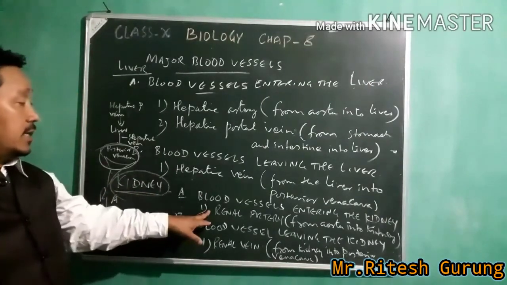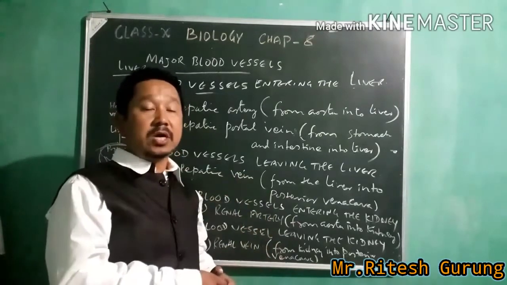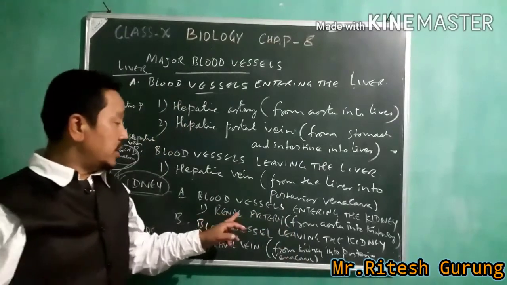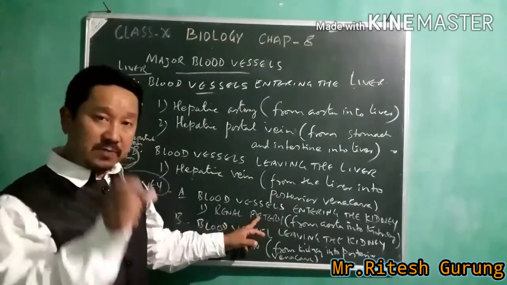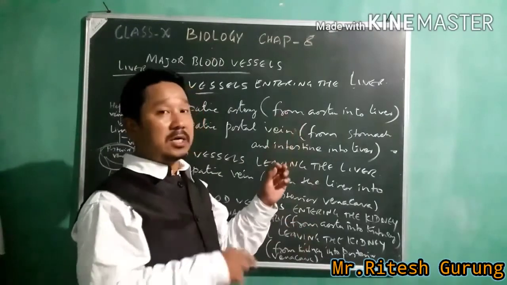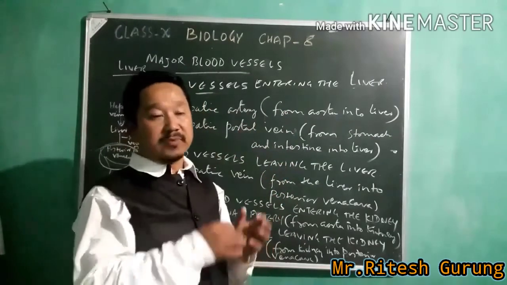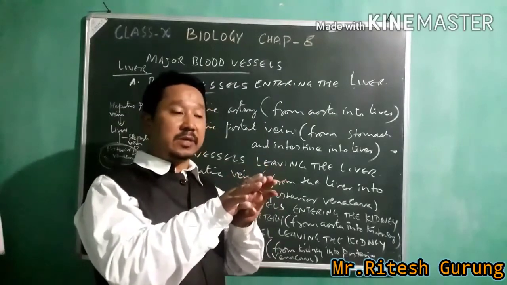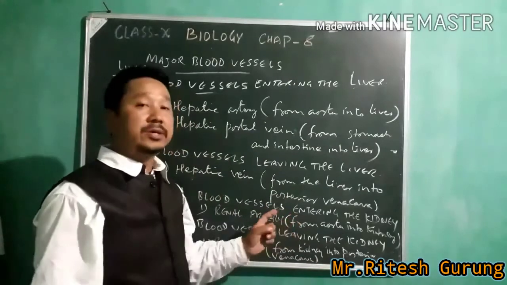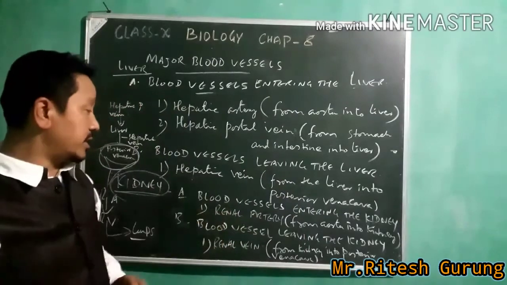See here, number one, renal artery. Renal means you should understand that it is connected to your kidney. So the renal artery is the blood vessel entering the kidney, coming from where? From the heart, after being branched out of the aorta. Aorta is the largest artery coming from the heart, and from there it branches out into a number of arteries. Among them, one is called the renal artery, going into the kidney.